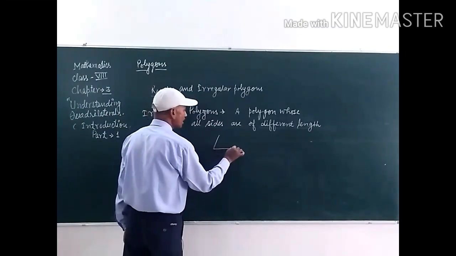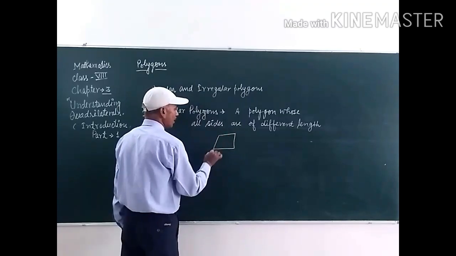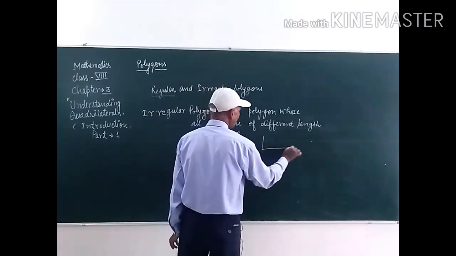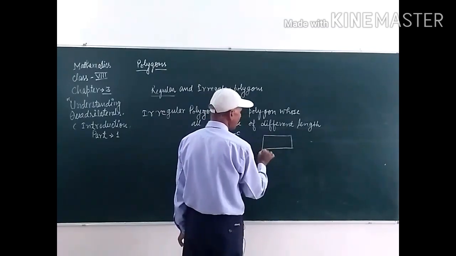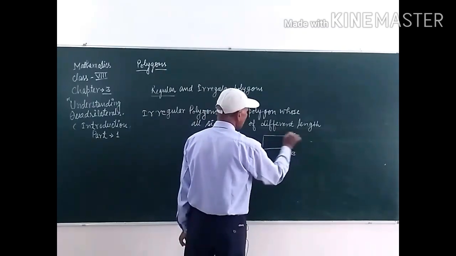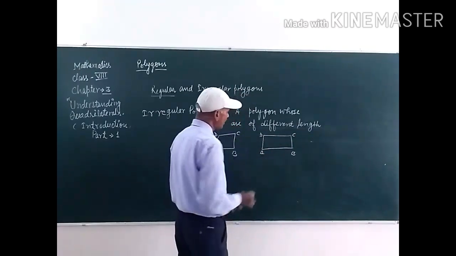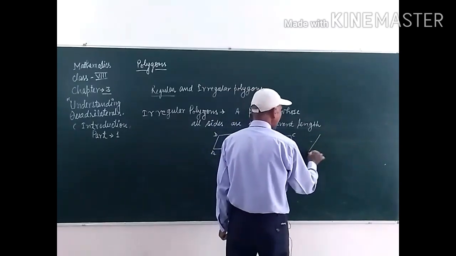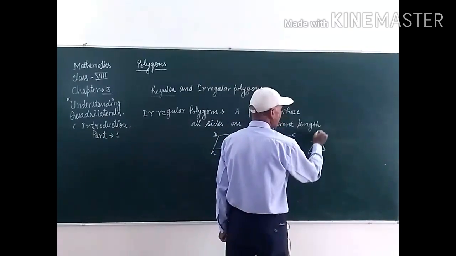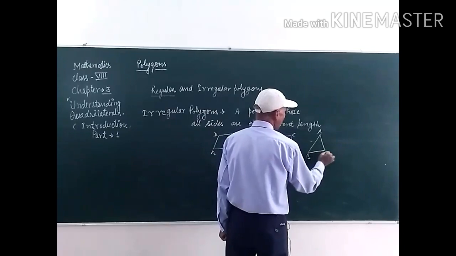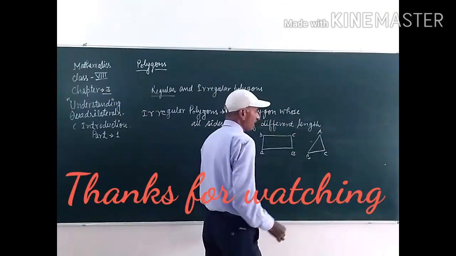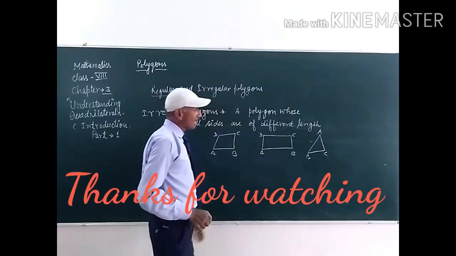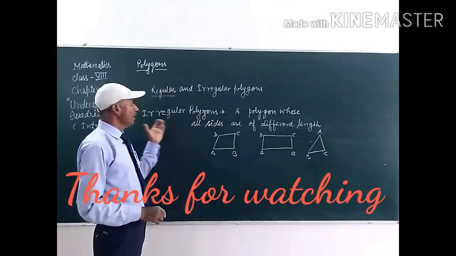This one, this quadrilateral A, B, C, D, and this one rectangle. Clear, student? A, B, C, D. These are irregular polygons, student. And this one a triangle like this. This is also an irregular polygon because all sides are of different length. Clear, student? So these type of figures are called irregular polygons.